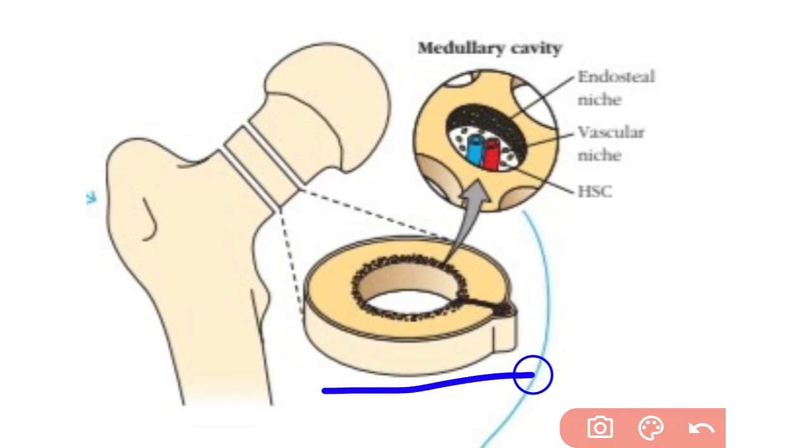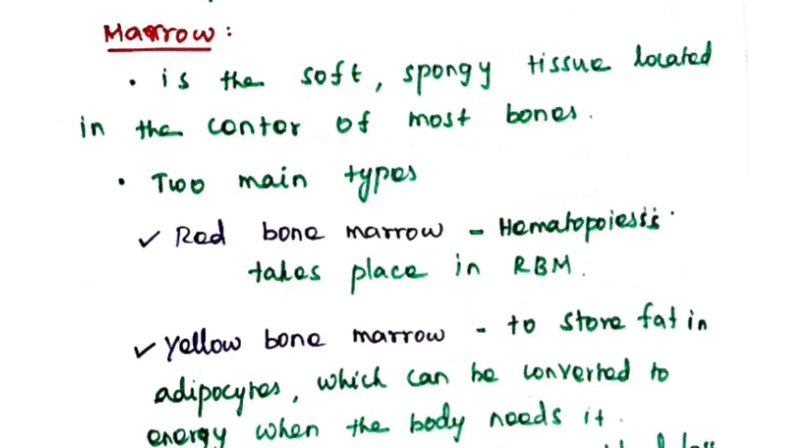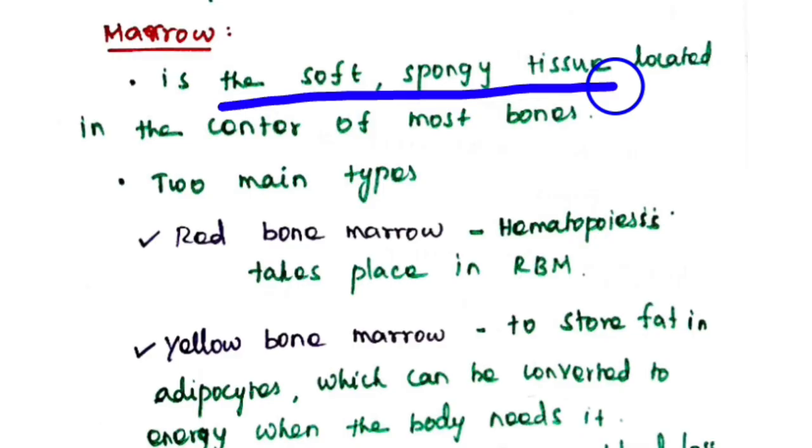This figure shows a typical cross section of a bone with a medullary cavity. The medullary cavity is also known as the marrow cavity, which is the hollow central space within the shaft of the long bones. This space is occupied by bone marrow. So this bone marrow is present in all types of bones, and marrow is the soft spongy tissue located in the center of most bones.